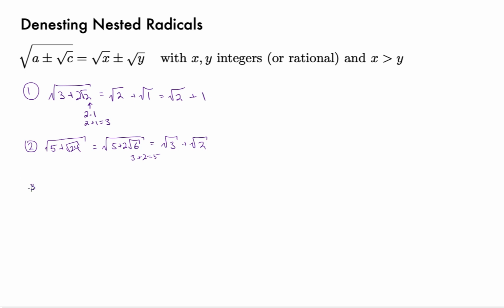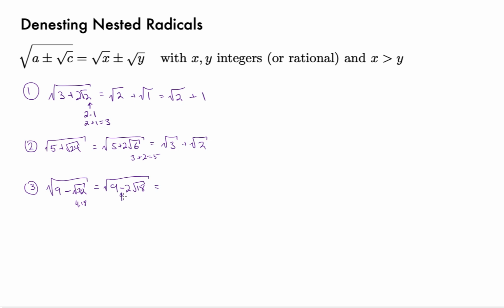Let's look at another one. How about the square root of the quantity 9 minus the square root of 72? First, does 4 go into 72? It looks like it does. 4 times 18 is 72. So let's bring that 4 out of the square root. 9 minus 2 square root of 18.